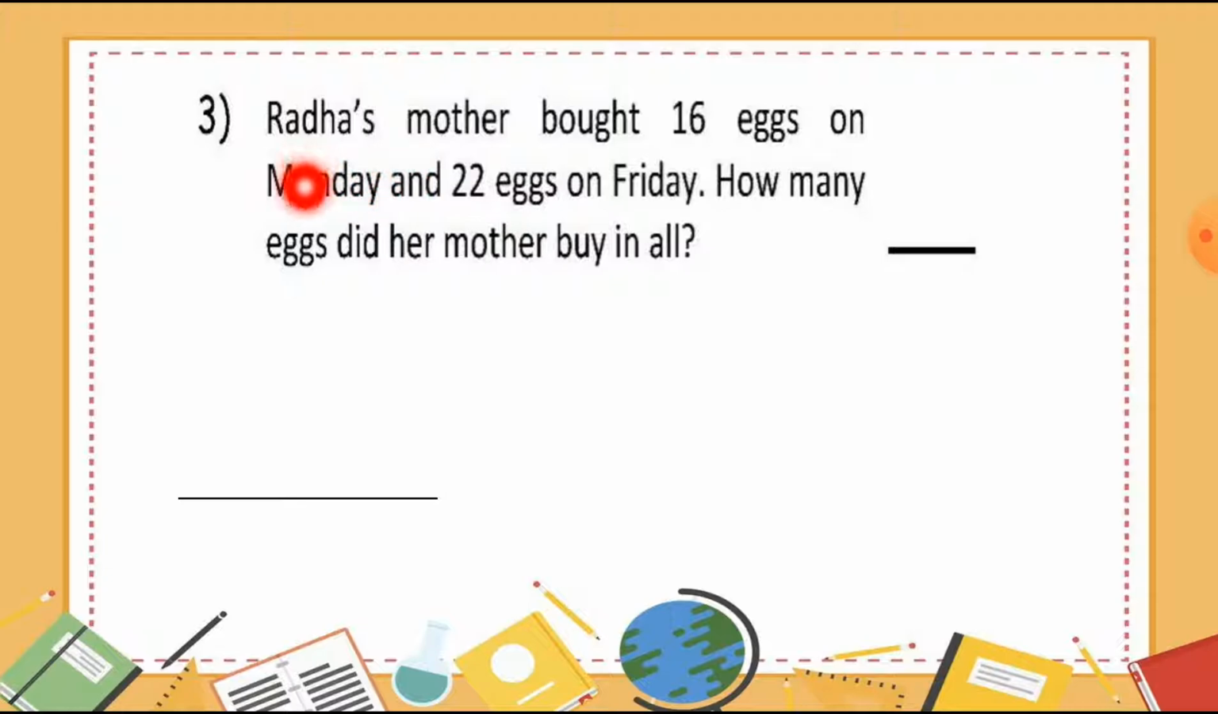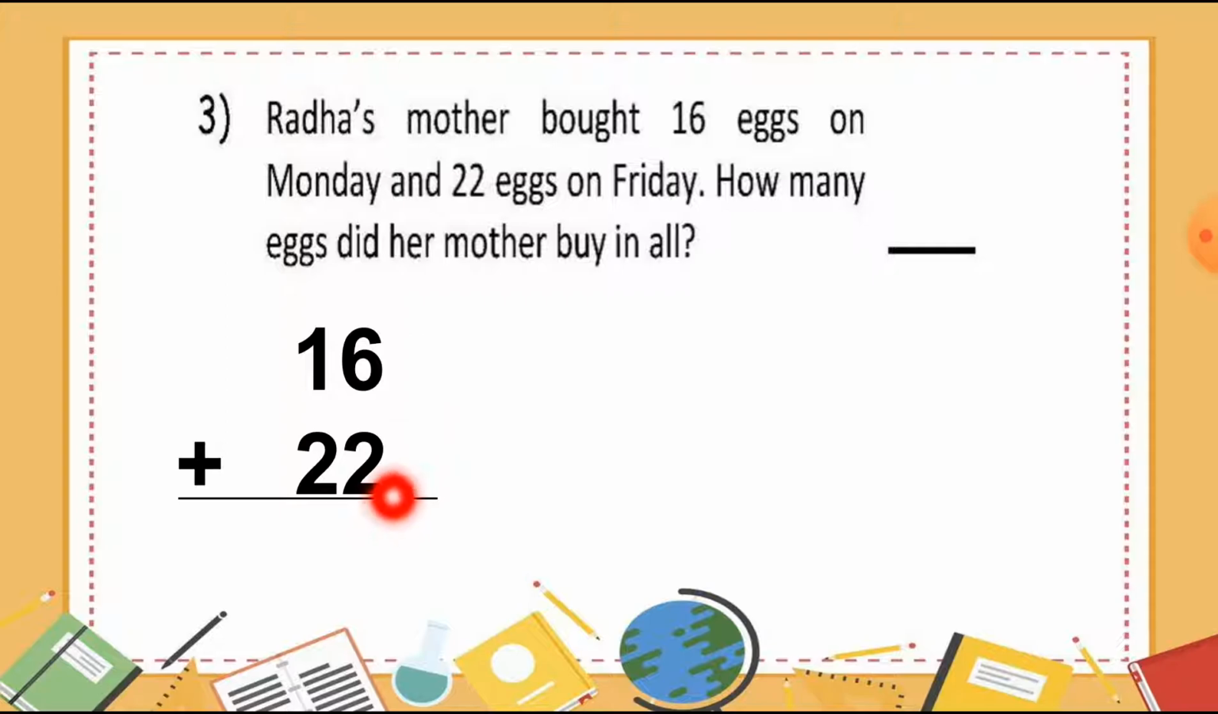Let's read this. Radha's mother bought 16 eggs on Monday. I repeat this. Radha's mother bought 16 eggs on Monday and 22 eggs on Friday. How many eggs did her mother buy in all? So we have to add these numbers, 16 plus 22 here. This way, 16 plus 22.